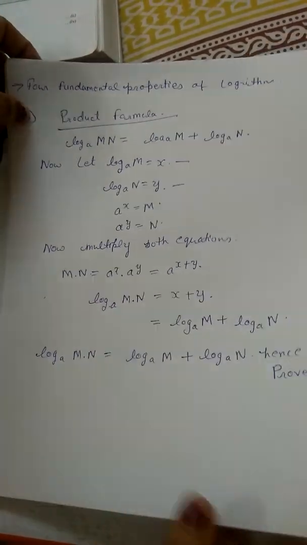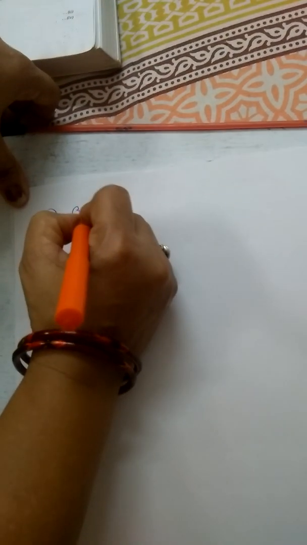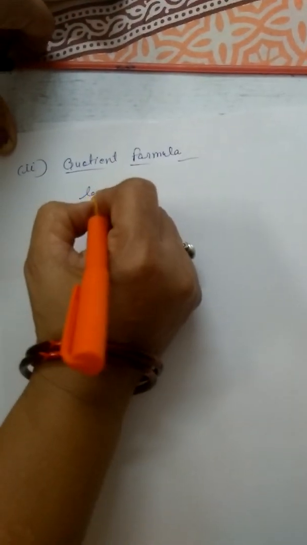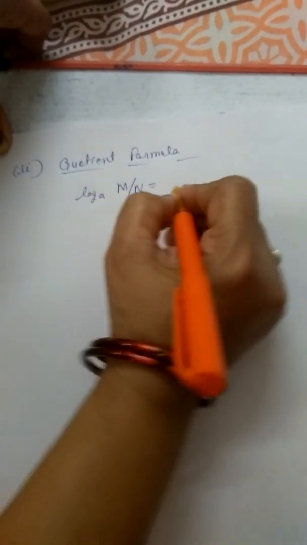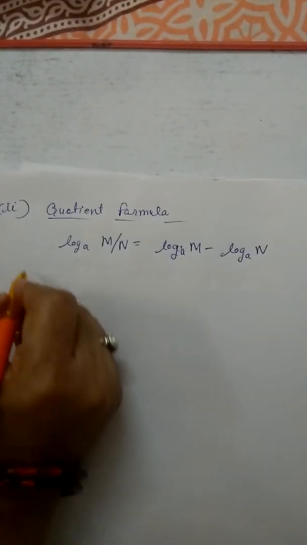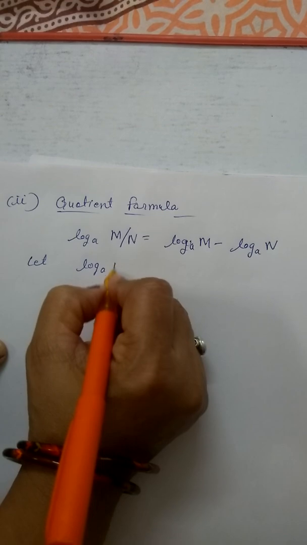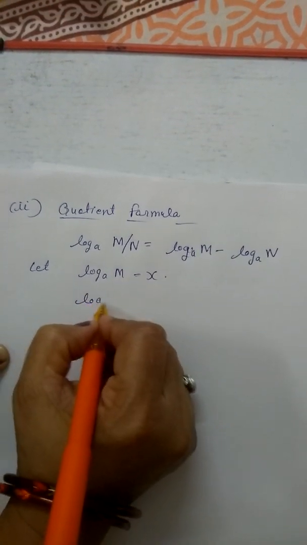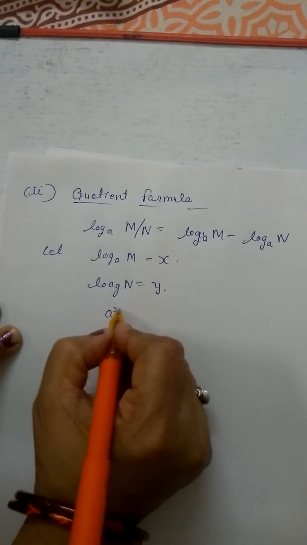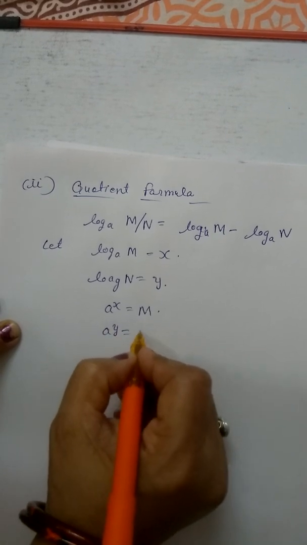Number 2, second property, the quotient formula. That is the formula of division. log_a (m/n) equals log_a m minus log_a n. Now you have to prove this. Let log_a m is equal to x, log_a n is equal to y. Write in the exponential form: a^x is equal to m, a^y is equal to n.